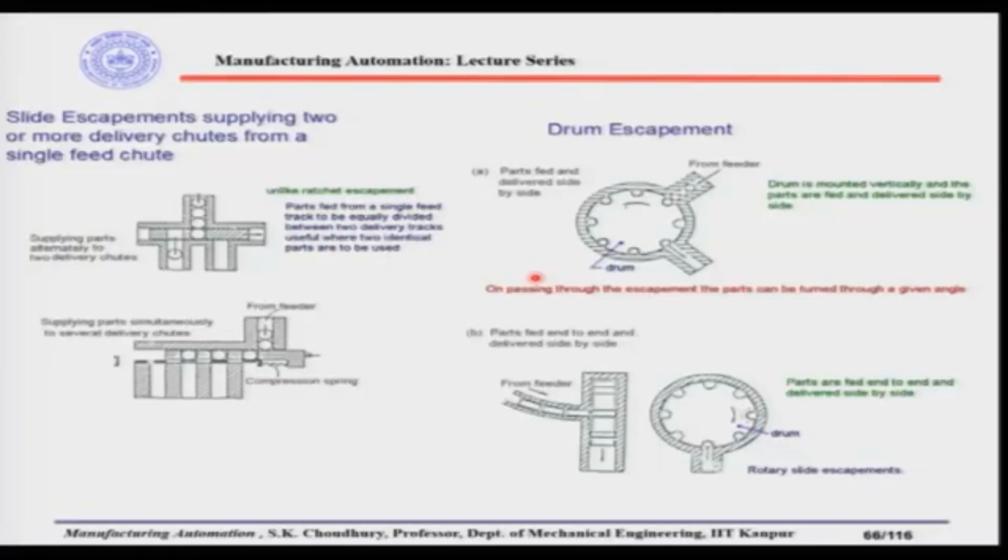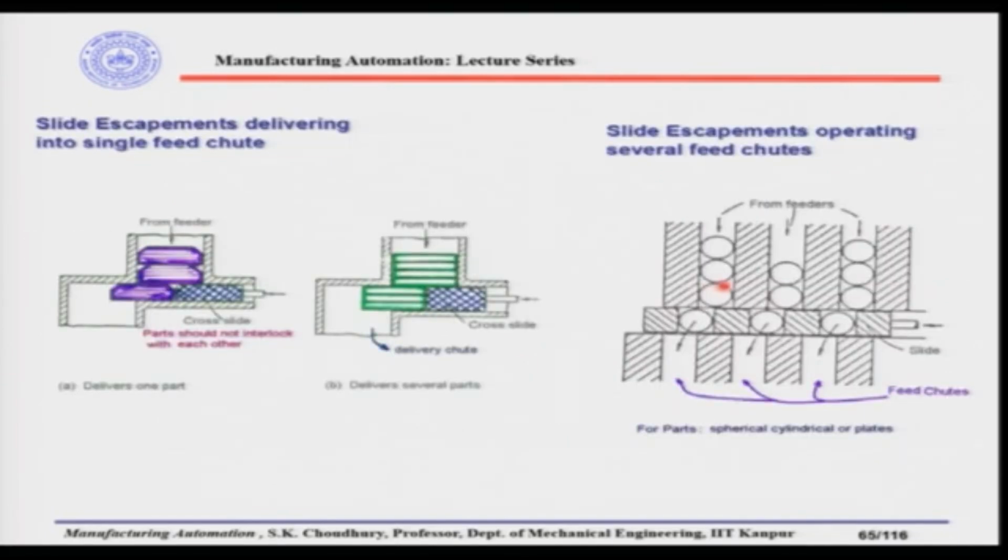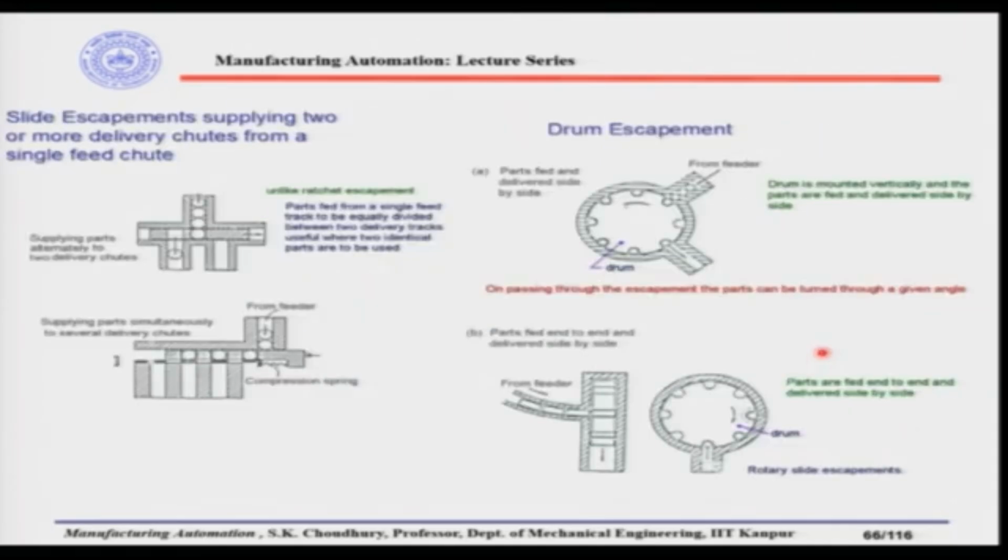The next escapement you can see here, for example, is the slide escapement, supplying 2 or more delivery chutes from a single feed chute. Look at this example: 3 parts are coming from the feeder and delivered to 3 feed chutes. In this example, we take from one feed track and deliver once to this feed chute and another to this delivery chute.